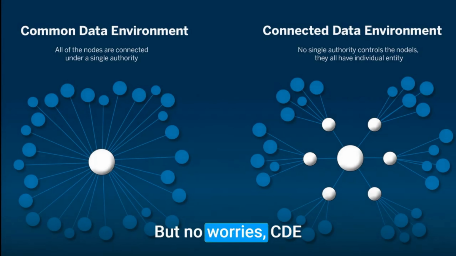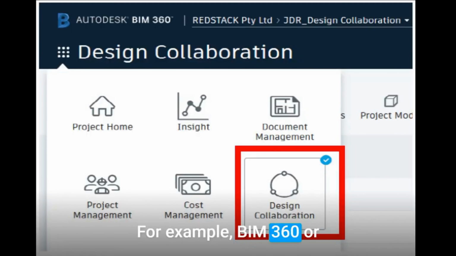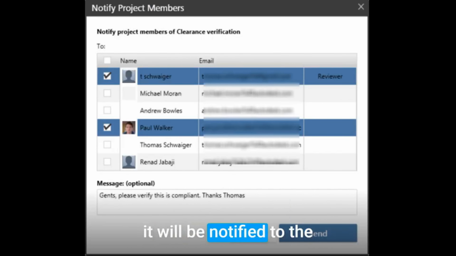But no worries, CDE plays an important role in managing and segregating the data from all the stakeholders. For example, BIM 360 or Procore, where you need to link your intelligent 3D collaborative model, and as per the comments from the stakeholders, it will be notified to the respective team who will be responsible for the development of that part of the building or the project.